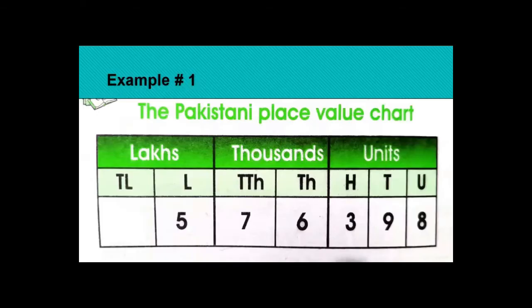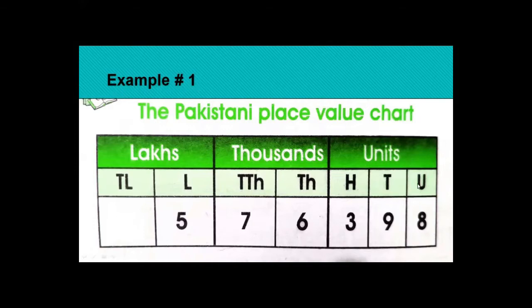Now look at this slide. We have already learned about it yesterday. This is the Pakistani place value chart. In the Pakistani place value chart, we group digits like 3, 2, 2. Starting from the right side, we always start reading from the right side, but always start writing from the left side. 8 comes under the place of units, 9 comes under the place of tens, and 3 comes under the place of hundreds.